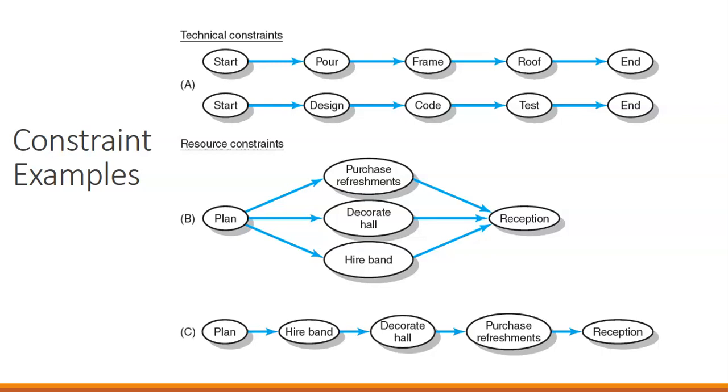In a resource constraint, things can happen dependent on how many resources we have. So in example B, if we have 3 different people assigned to these things, so if we have one person purchasing refreshments, one person decorating the hall, and one person carrying the fan, then those things can happen simultaneously. However, if we only have one person carrying out all activities, they can't do them all at the same time, and things then go back to happening linearly.